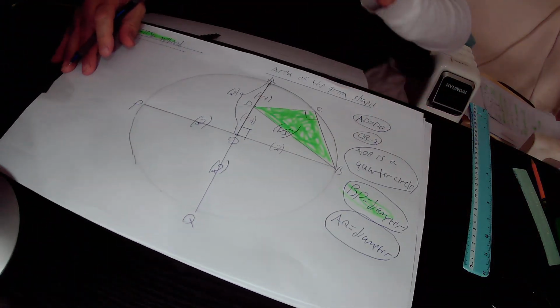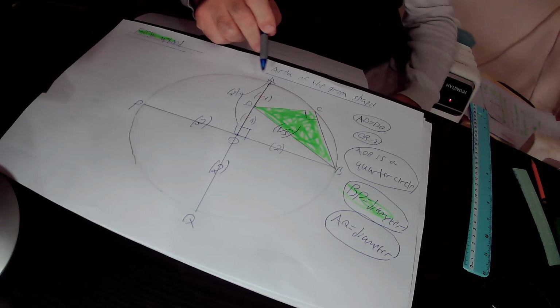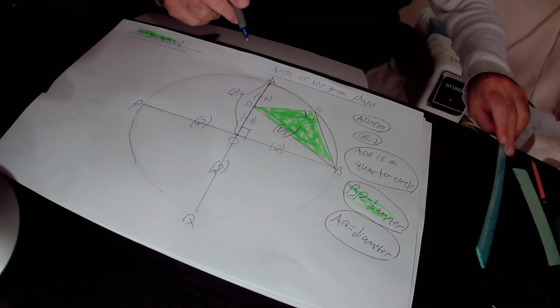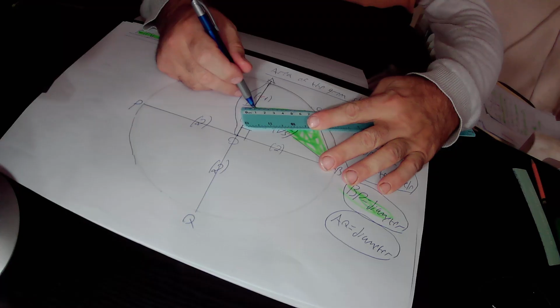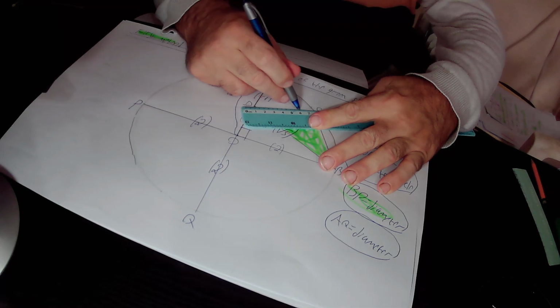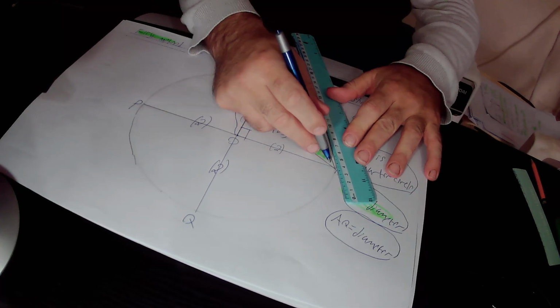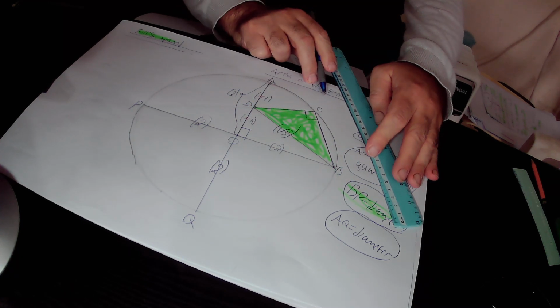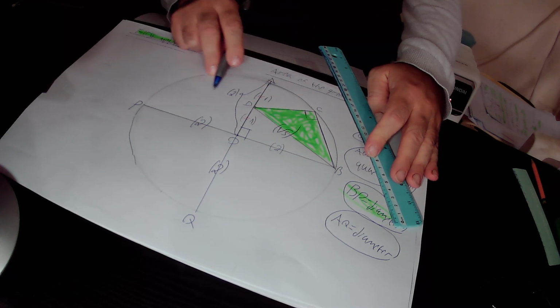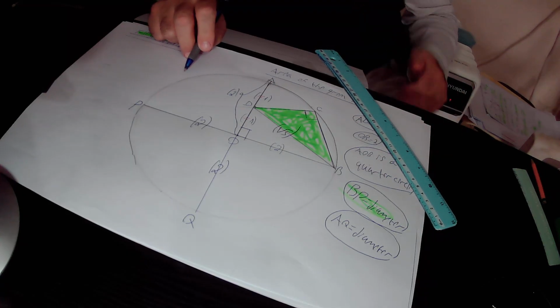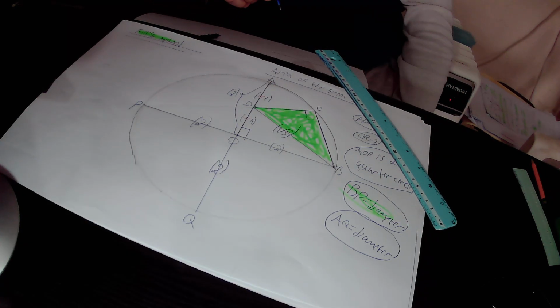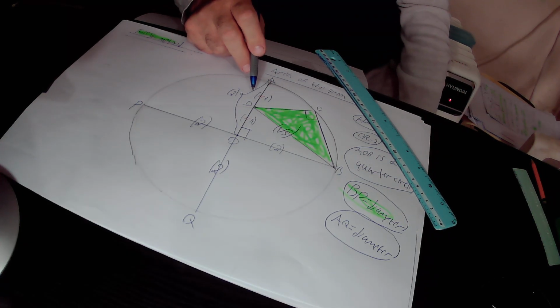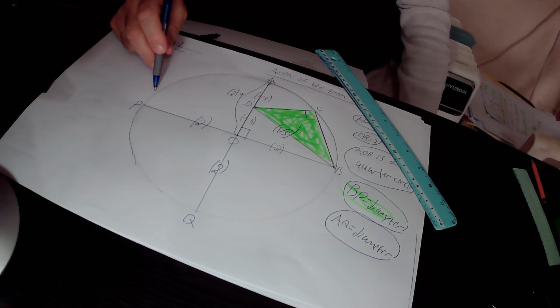In the next step, we will extend the side CD by a straight line until it touches the circle. But the question is where the extended side CD will touch the circle. We will assume that the extended side CD will touch the circle at this point, point N.